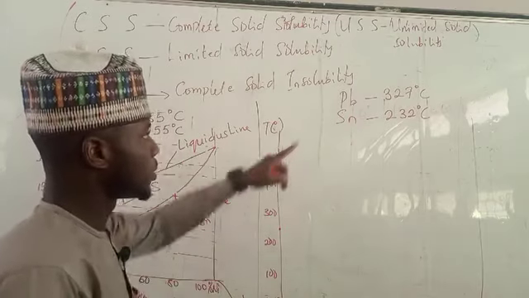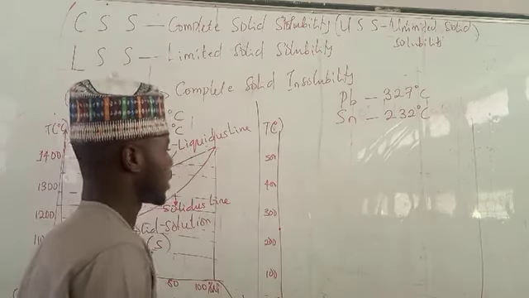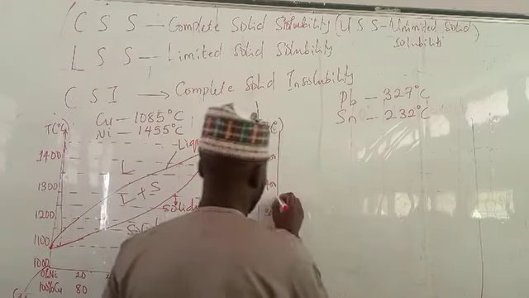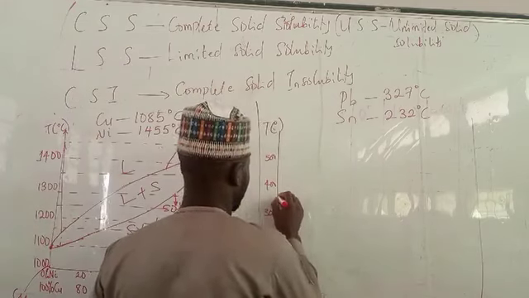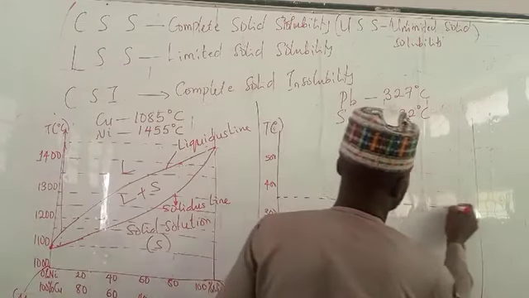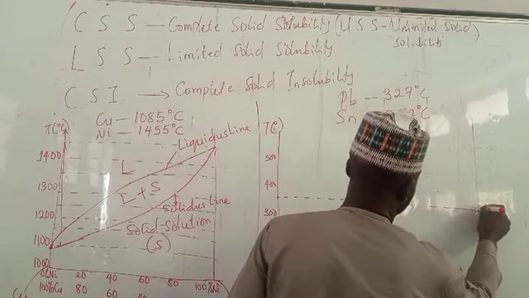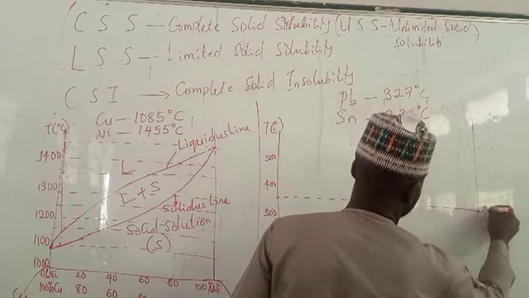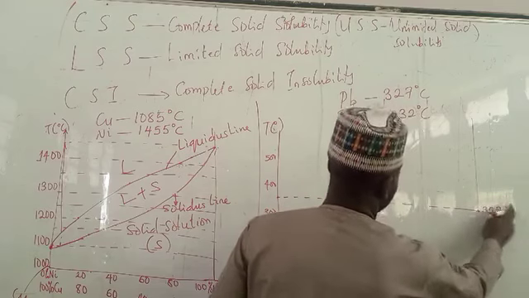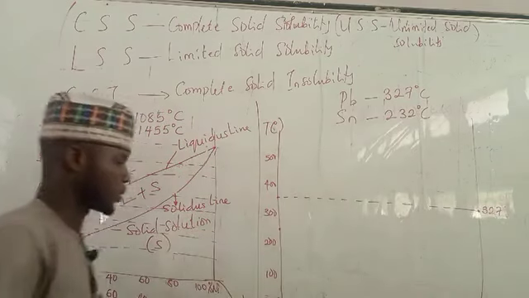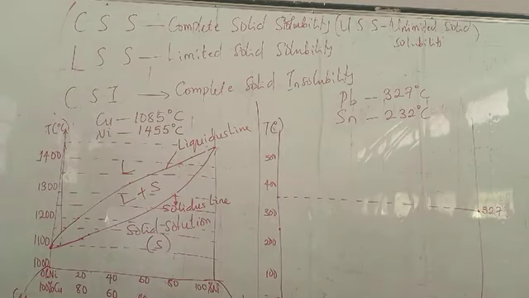Then the melting temperature of lead is 327. We can have 327 somewhere around here. So I'll have the melting temperature of lead, which is 327 degrees Celsius. So how do we do this now?